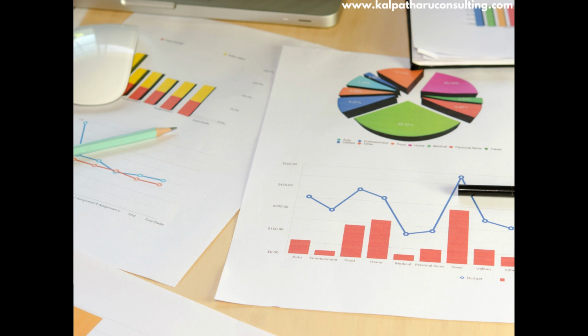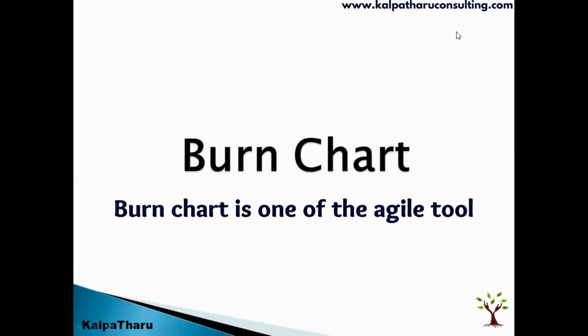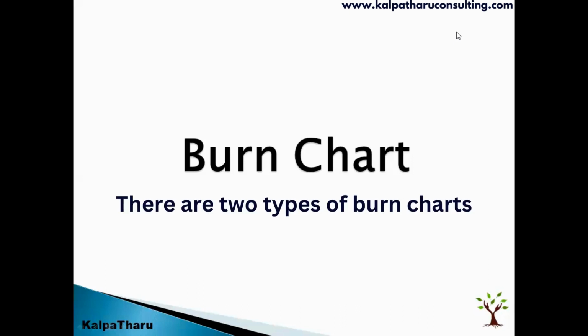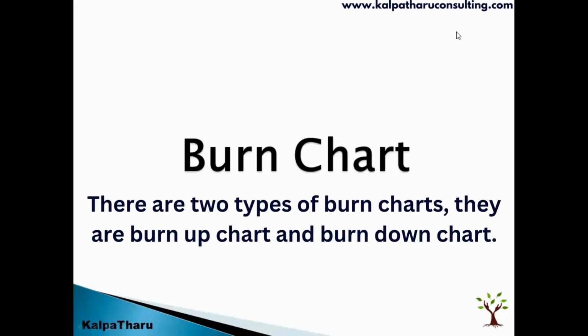Now, as I said, there are so many graphical representation tools. We are going to look into the burn chart. Burn chart is one of the agile tools. It helps us understand the team's progress and also helps us forecast when the project will get over. There are two types of burn charts, which we call the burn up chart and the burn down chart.